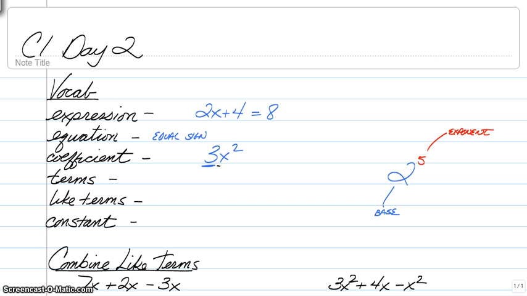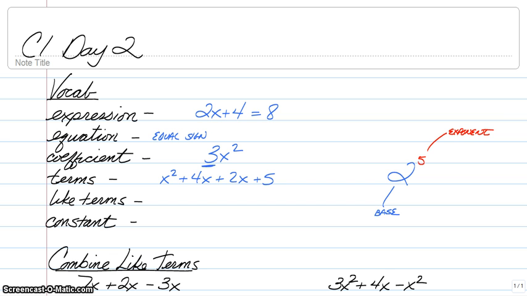It's the number that comes in front of a variable. Terms, just going to make something up here. X squared plus 4x plus 2x plus 5. Terms. X squared, 4x, 2x, and 5 are all terms. So this would technically have 4 of them.